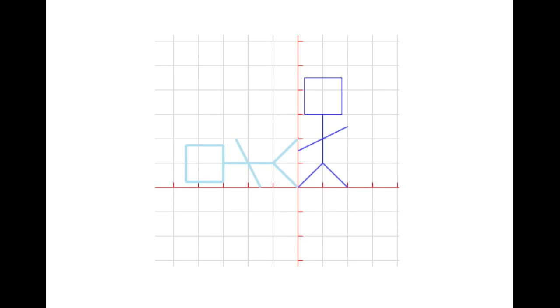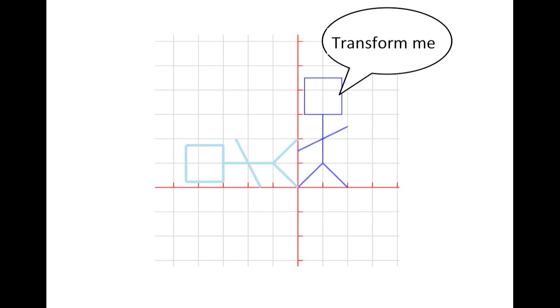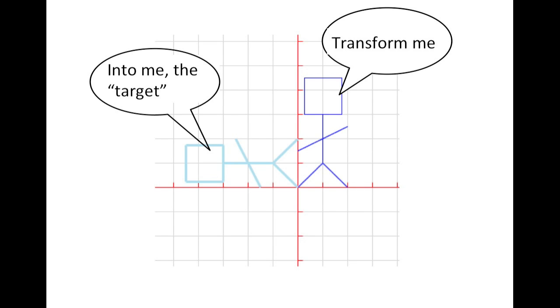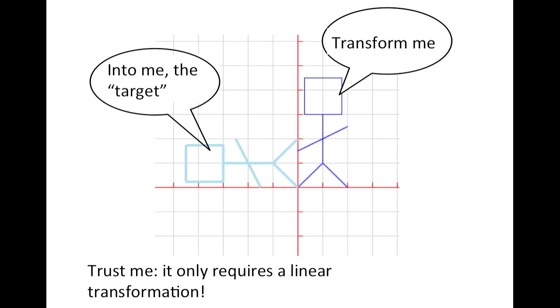We'd like to transform Timmy into various targets. Those are the light blue figures. So Timmy would like to be transformed, and the target is going to be the light blue figure. The one thing we know is that the transformation is a linear transformation.